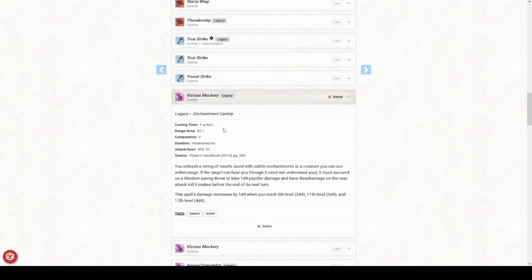Attack/save. This tells you how it affects the creature. This is a wisdom saving throw. That means the target has to roll a wisdom saving throw or be hit by this spell and its secondary effect. You unleash a string of insults laced with subtle enchantment magic at a creature you can see within range. If the target can hear you, though it need not understand you, that means it's not language dependent. They don't need to. They get that you said something mean.